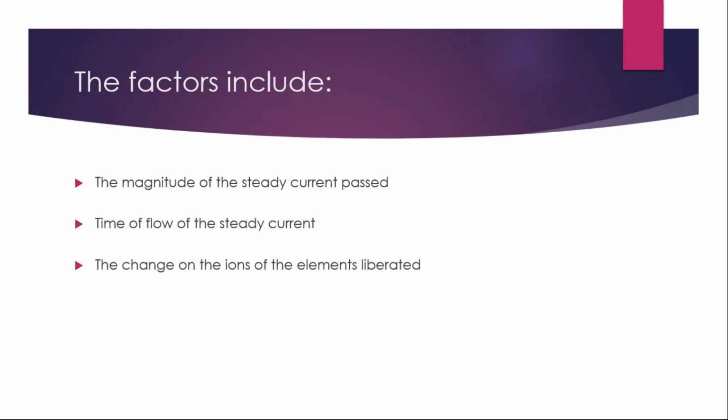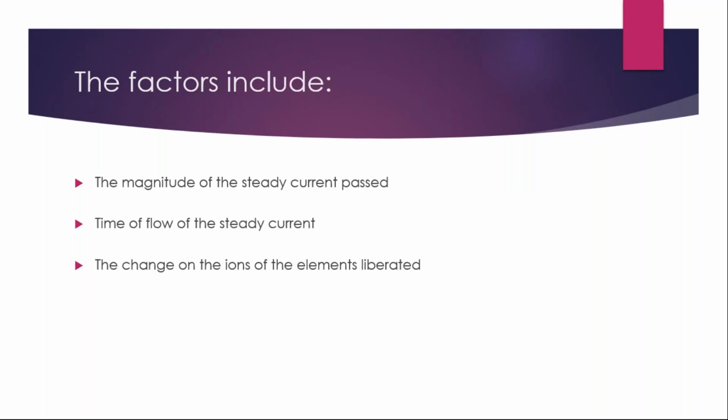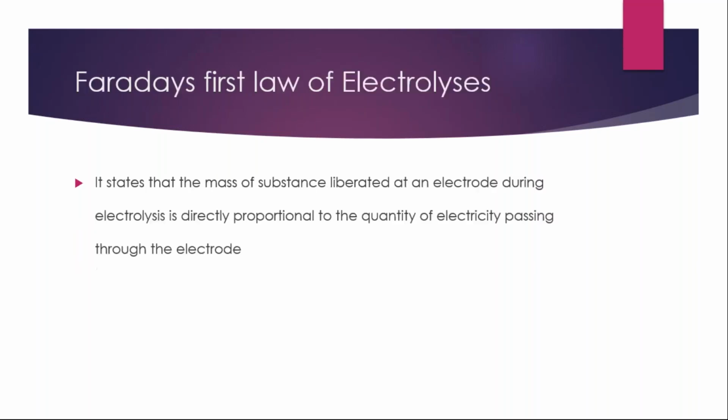Those are the three factors that this law tells us in order to determine the amount of substance that will be liberated at the electrode: the magnitude of the current that is passed, the time of flow of the current passed, and of course the charge on the ions of the element liberated.